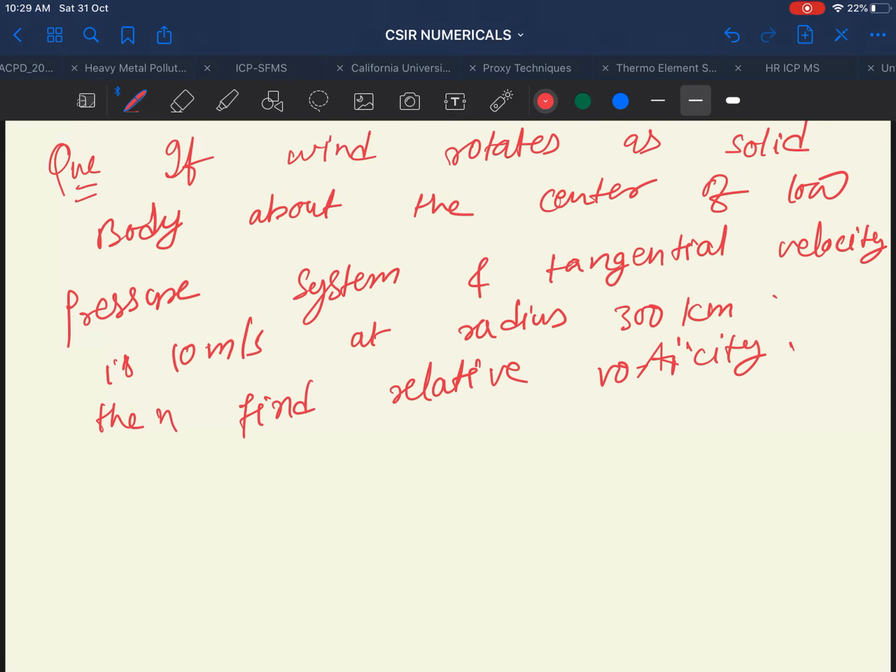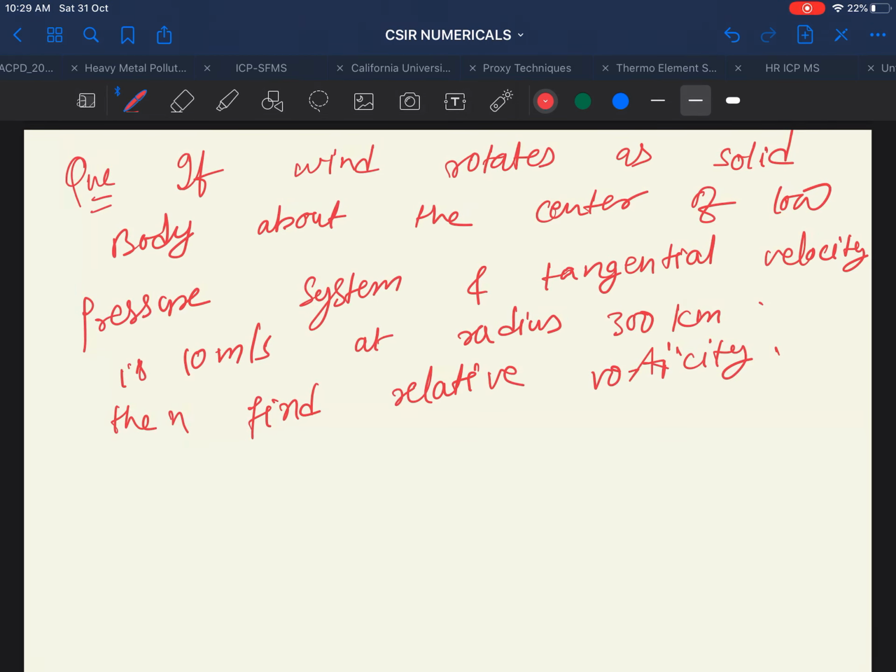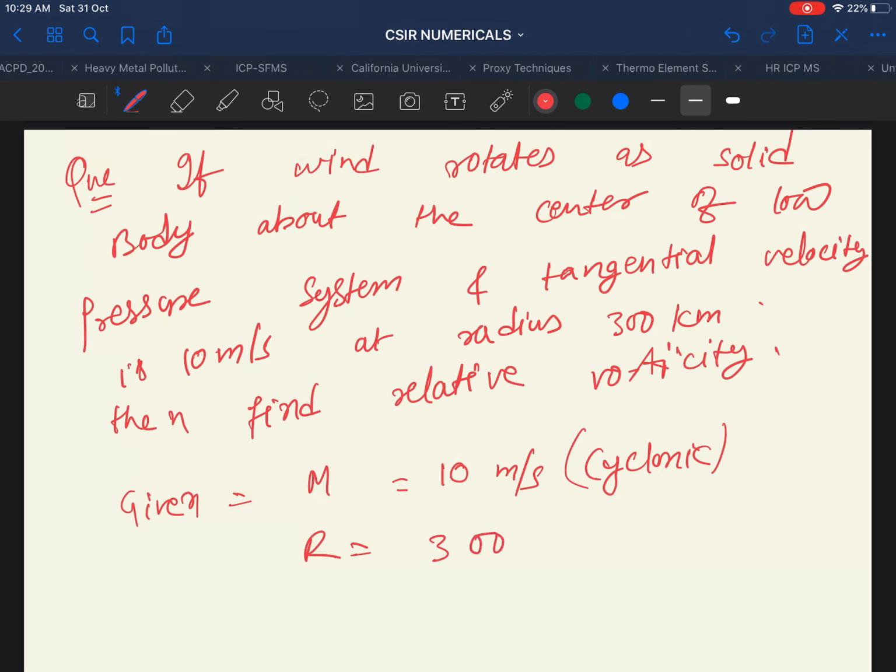So now let's solve the question. What is given over here? Tangential velocity is given and radius is given, right? So let's write the given. Tangential velocity M is 10 meter per second. This speed is cyclonic. R is given, that is 300 kilometers, so in meters it becomes 3 lakh meters. We have to find relative vorticity.